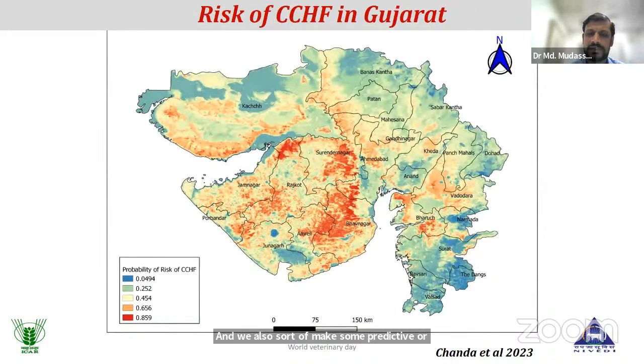Using some limited data, we try to predict where the disease is likely to happen. The red areas are mostly the high risk areas of CCHF, and these areas we can target for more surveillance, either tick surveillance, surveillance in cattle, or surveillance in other animals which are involved in transmission. So the red areas indicate high risk of the disease. This is the study we did.